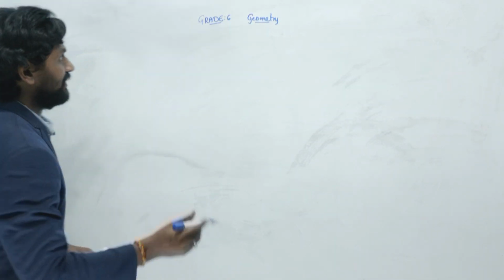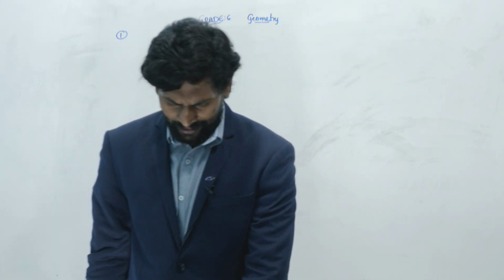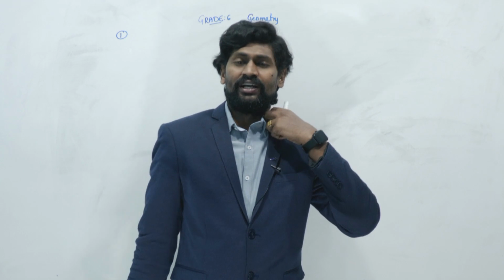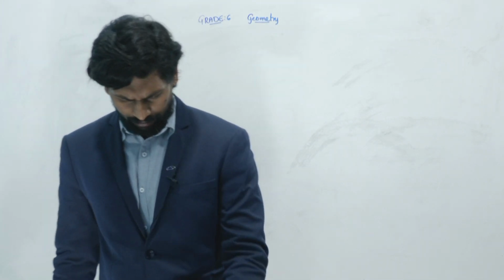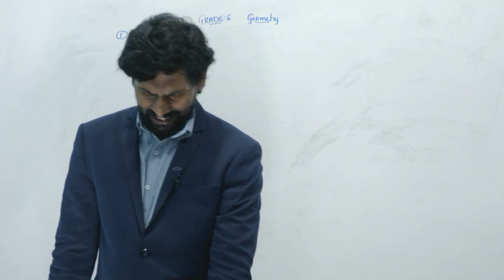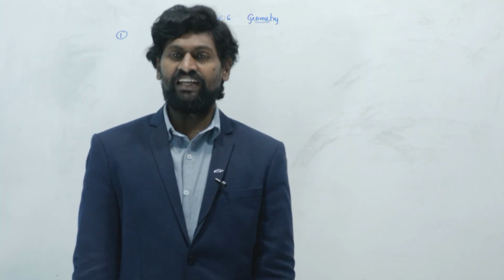Okay, the first question in the exercise. ABCD is a quadrilateral. Quadrilateral means it can be a square, rectangle, trapezium, parallelogram, any type of quadrilateral it can be. Angle A is 50 degrees, angle B is 100 degrees, angle C is 70 degrees, find angle D.